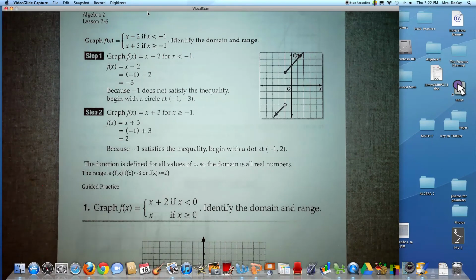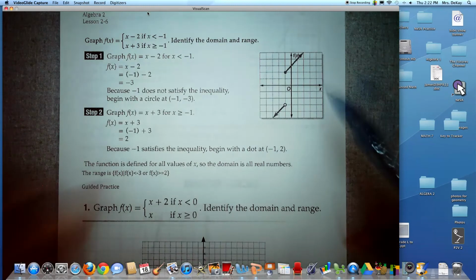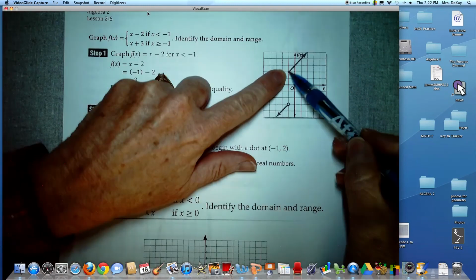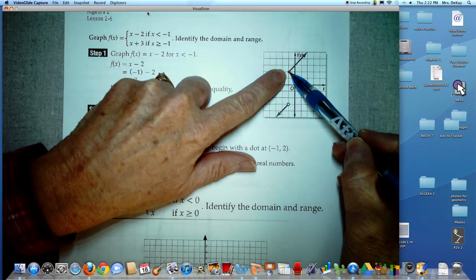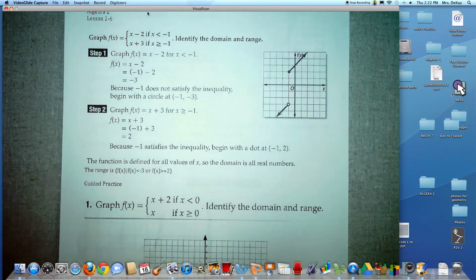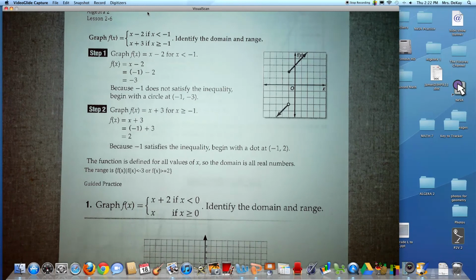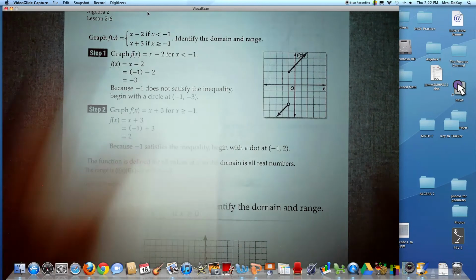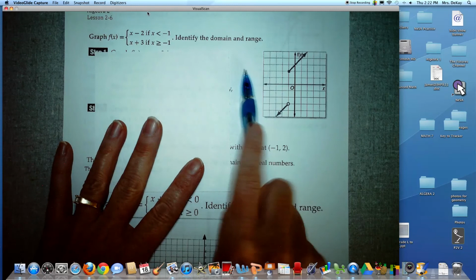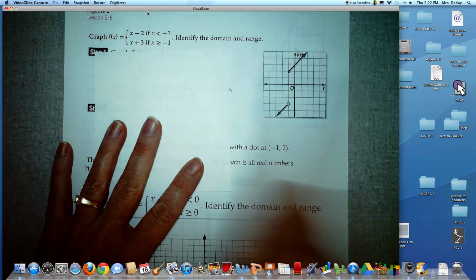Here's an example of a piecewise function. And you read these from left to right, and this is going to be one of the really hard parts about doing this, is you're not used to doing that. So when you read a graph, it's like reading a book. You're reading stuff in this direction.